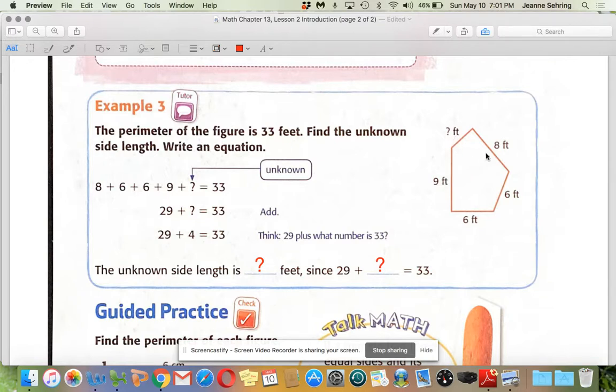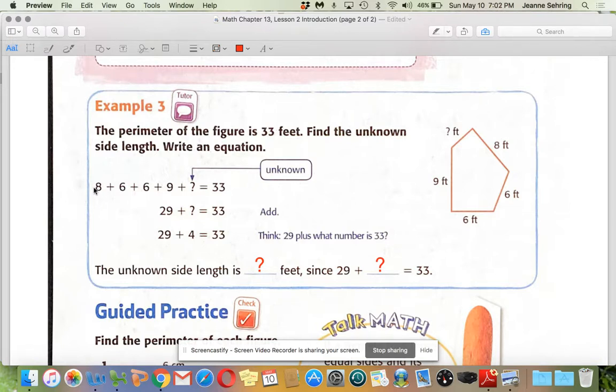Well, if we add all the other sides up together, what number would we get? And look, it says here, it's telling us what the perimeter is. The perimeter is 33 feet. If I know that this side is 9 foot, this next side is 8, and these two at the bottom are 6, how can I figure out what this last side is if I already know that the whole added together is 33 feet?